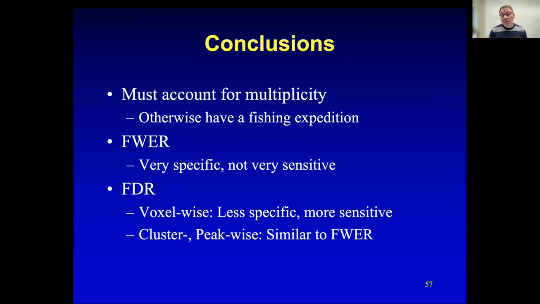There are two different ways to measure false positive risk in the multiple testing setting: family-wise error rate and false discovery rate. Family-wise error is the most specific and most inferentially powerful, but may not be the most statistically powerful. So it's very specific, but not very sensitive, perhaps. And false discovery rate in a voxel-wise setting has a lot to offer, and maybe slightly less so in the cluster-wise and peak-wise. All right, I'll stop there.